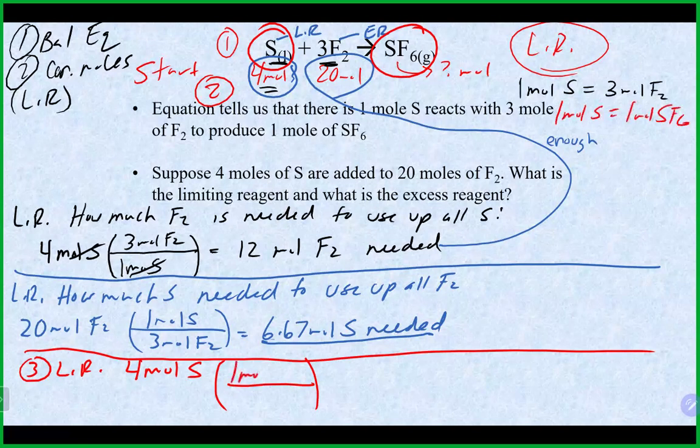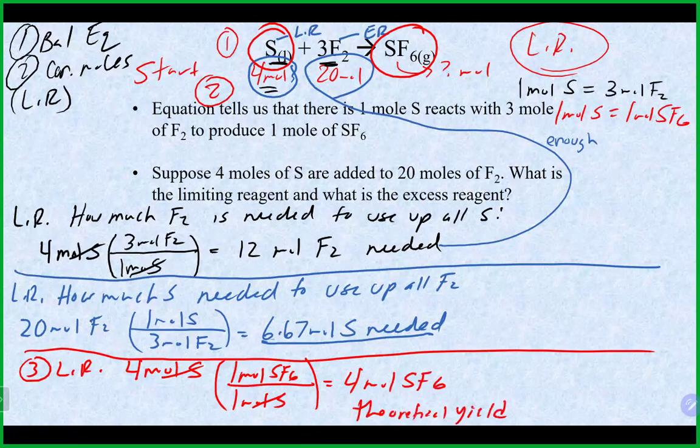So 1 mole SF6, 1 mole sulfur gives us 4 moles of SF6. This technically would be our theoretical yield in moles. We could also, if we wanted grams, use the molar mass for SF6. I won't calculate right now. And we can also figure out, obviously, how many grams it would be, which would be like the 4th step that we talked about in a basic stoichiometry problem. Any questions on that there?